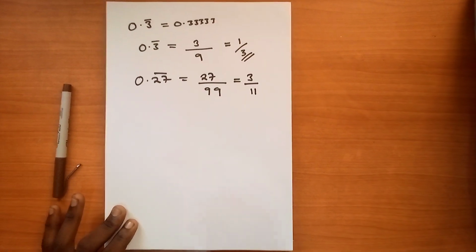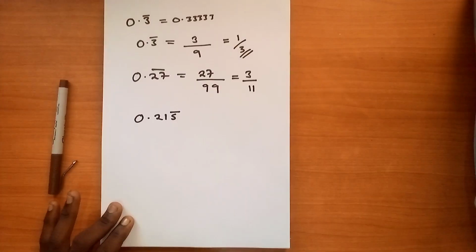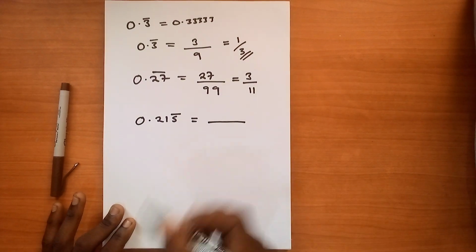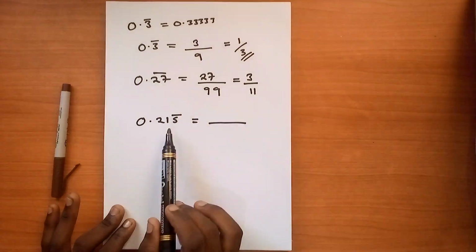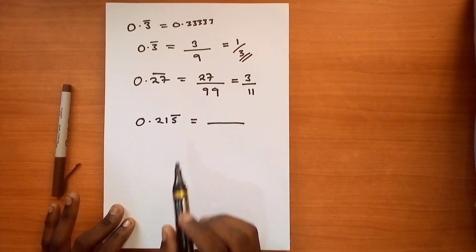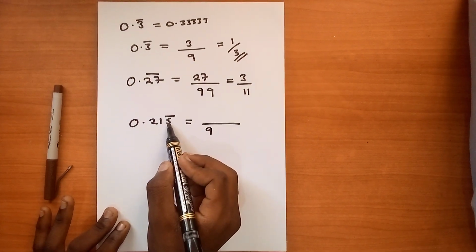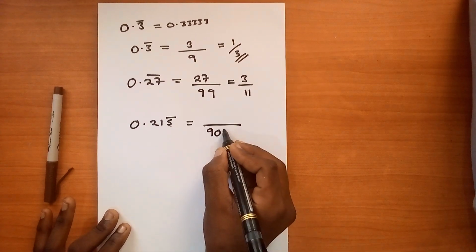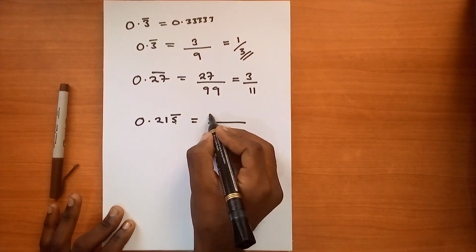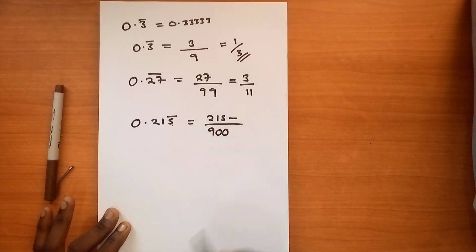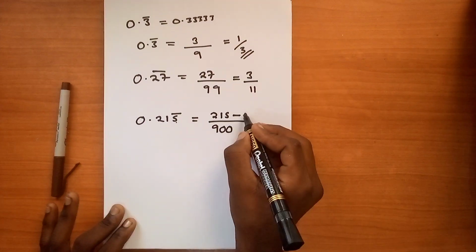But then I want us to look at something different. What if you've got 0.215 bar, where 5 is the only digit that is reoccurring? What you do is draw a line. Then remember, every digit under the bar represents a 9, but every digit that is after the decimal point and is not under the bar represents a 0. So in this case, you put a 9, which is replacing the 5 under the bar. Then you put 2 zeros because we've got two numbers after the decimal point that are not reoccurring. Then on top, you put this entire number, which is 215, but you subtract the numbers that are not reoccurring, or not under the bar. These digits are 2 and 1, so you simply subtract 21.